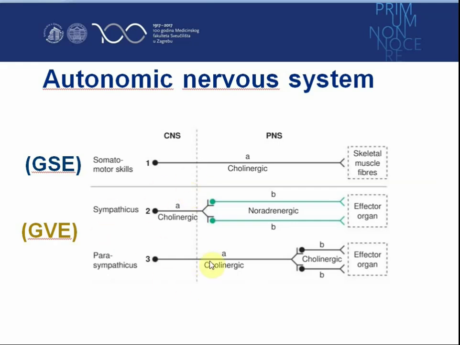All preganglionic neurons secrete acetylcholine at the synapses, which is also the main executive parasympathetic neurotransmitter. The transmitters of postganglionic sympathetic neurons are epinephrine and norepinephrine. So the postganglionic neuron actually determines the different effects of the parasympathetic and sympathetic fibers on the target organs.